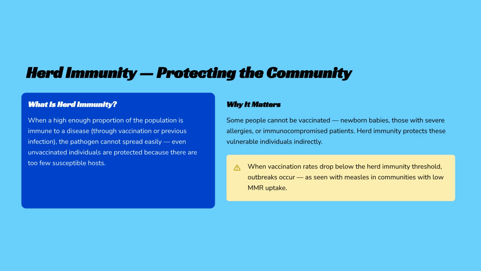Herd immunity protects communities by ensuring a high percentage of people are immune, which limits the spread of disease. This is particularly vital for protecting vulnerable individuals who cannot be vaccinated themselves.